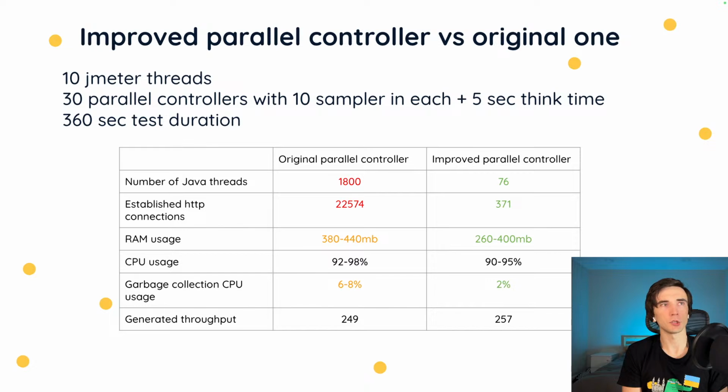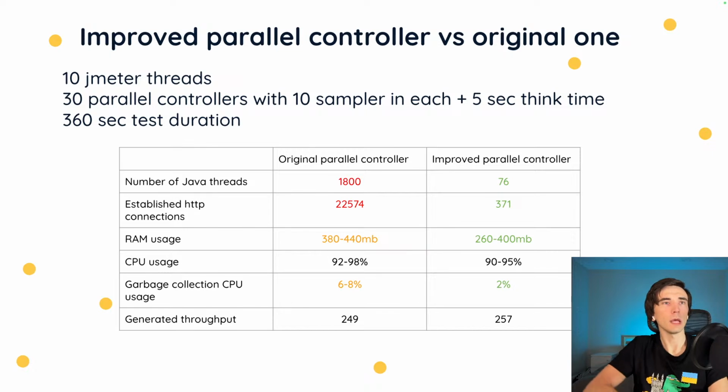We have 10 JMeter threads. We have 30 parallel controllers. Each parallel controller has 10 samplers, just an HTTP request. And a 5-second sync time between parallel controllers. So it's: send 10 requests in parallel, wait 5 seconds. Send 10 requests in parallel, wait 5 seconds. And it was executed for 6 minutes. Why 6 minutes? I don't know, just because I decided to run it for 6 minutes.